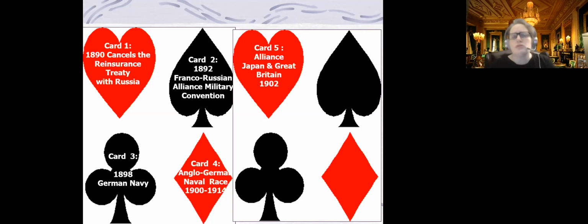This is something to put a star by. That Japan is actually going to be on the side of the Allies in World War I, opposite to Germany. She will switch sides for the Second World War, as we'll see.